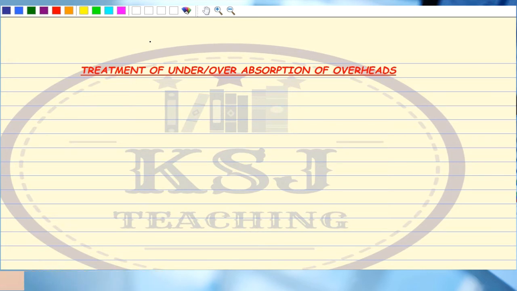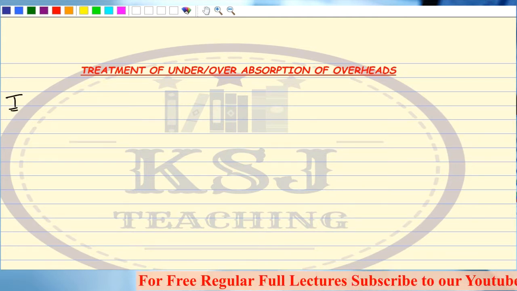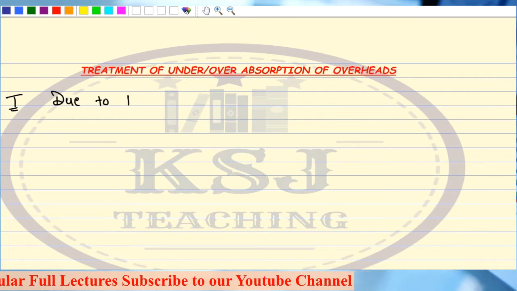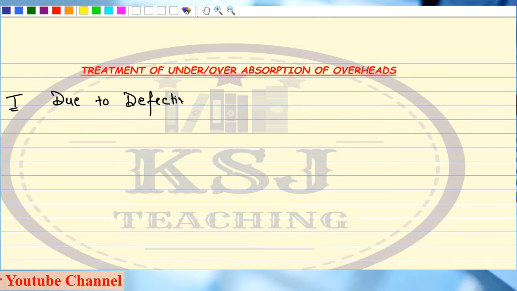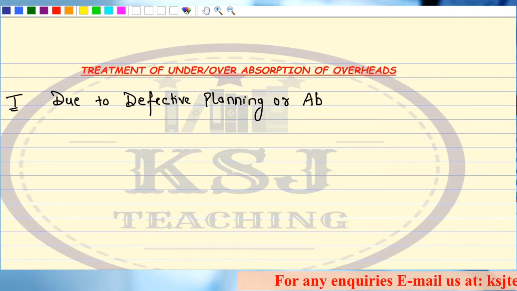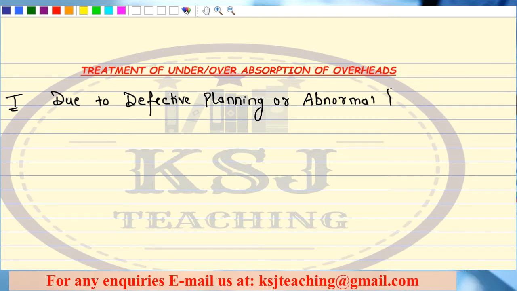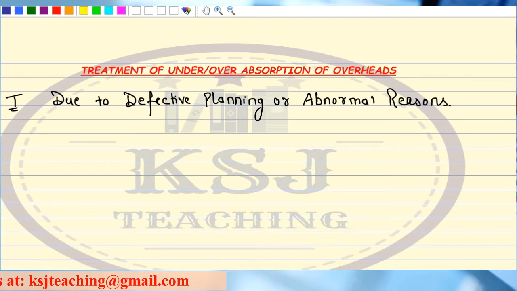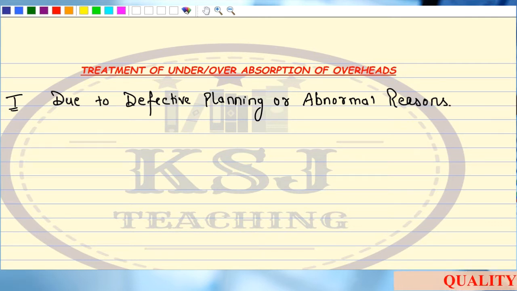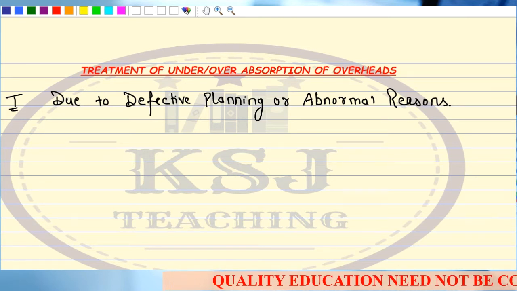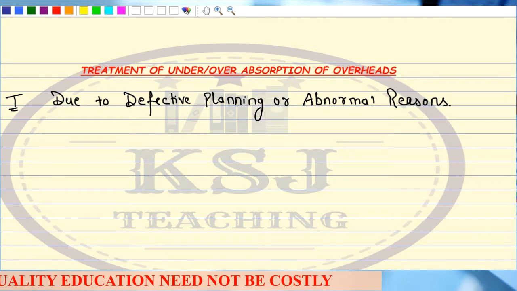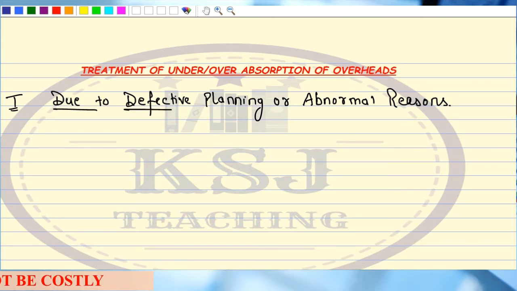Now let's see the treatment. First case, case 1, due to defective planning or abnormal reasons. Right? So the first case says, if the under or over absorption is due to defective planning or the abnormal reasons, that is the reasons which could have been avoided, have you planned the things better, right? Or which were not in your control, abnormal reasons beyond the normal things, right? If it is due to the defective planning or the abnormal reasons, then you can't do anything.